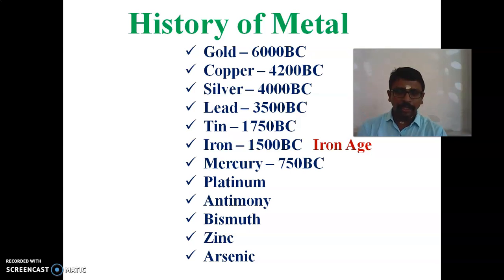And mercury, platinum, antimony, bismuth, zinc, and arsenic. These were all introduced at 750 BC.